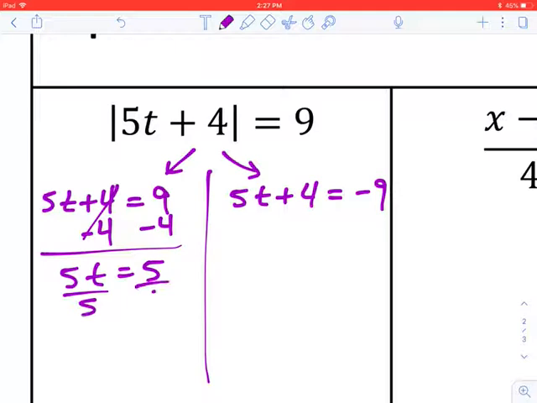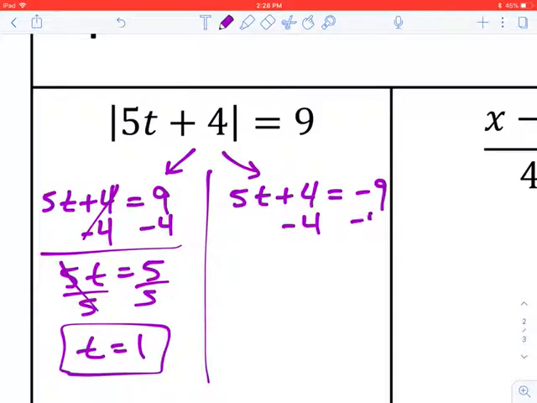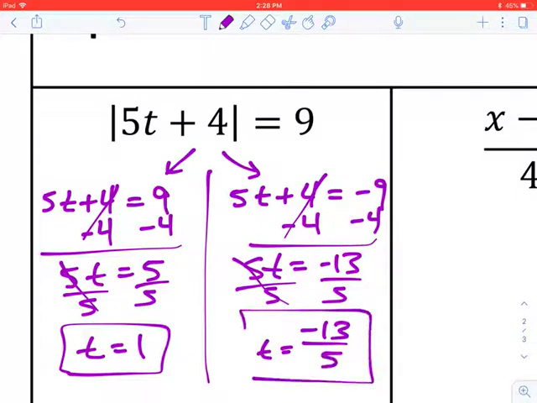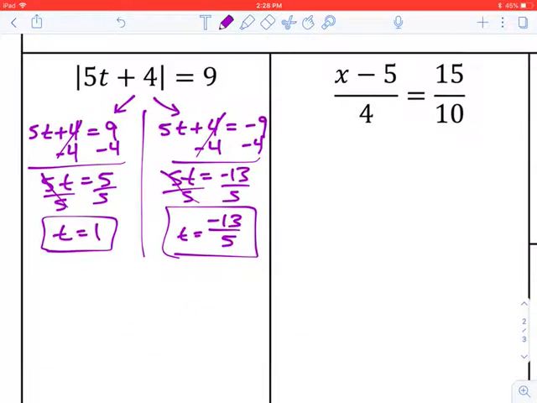And then divide by 5, I get t equals 1. That's our first answer. So get t by itself on the other end, and I get 5t equals negative 13. Divide by 5, I get t equals negative 13 over 5. And sometimes they don't simplify. It's going to be a fraction answer, and that's okay.